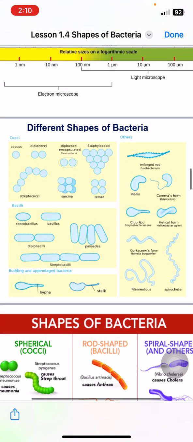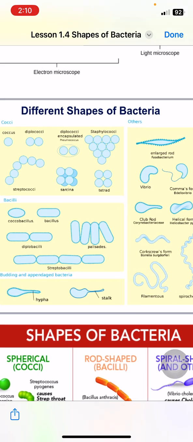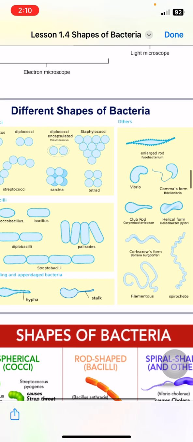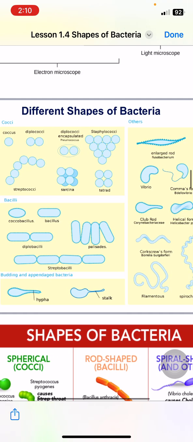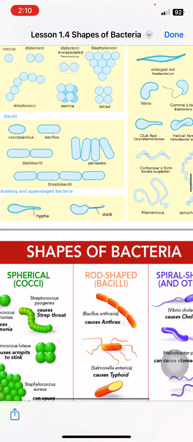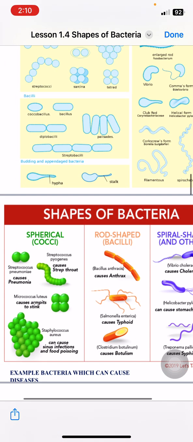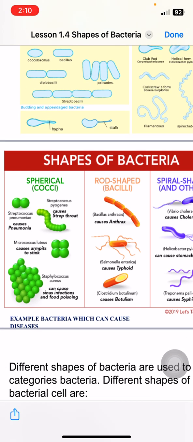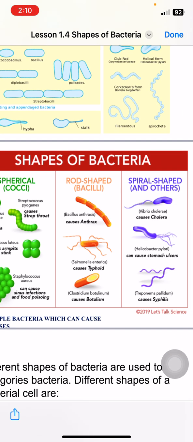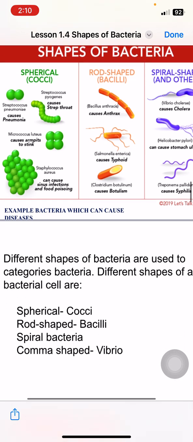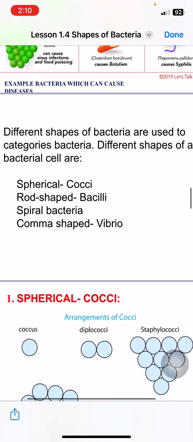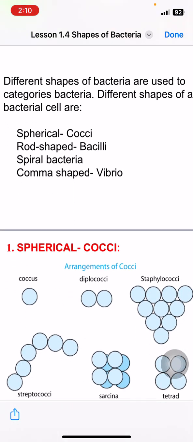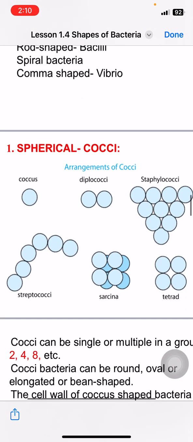Okay, so let's move forward on the different shapes of bacteria. As you can see, we have cocci, bacilli, the budding, and the others. I want you to draw each shape and size, and I will be checking it tomorrow. For the shapes of bacteria, we will be starting to identify the spherical cocci. Then next, we have the rod-shaped bacilli and the spiral shape and the others. As I've said, there are different shapes of bacteria, starting with the spherical, which is cocci, rod shape, which is bacilli, spiral bacteria, and comma shape, which is Vibrio.